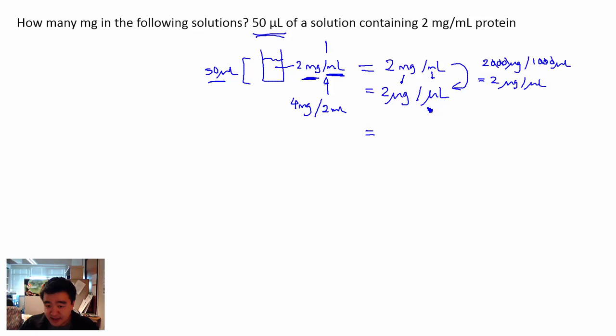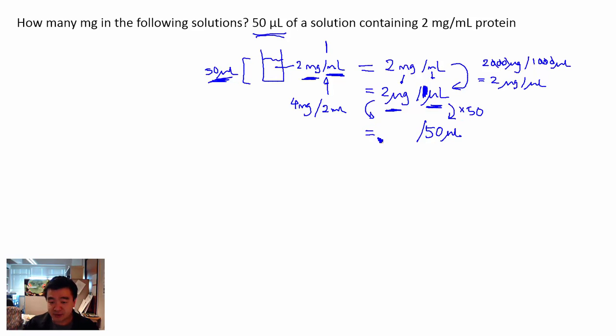This, again, in English means that if we had 1 microliter of this particular solution, in this 1 microliter would be 2 micrograms. The thing is, we don't have 1 microliter, we have 50 microliters. To get from 1 to 50, we have multiplied by 50.